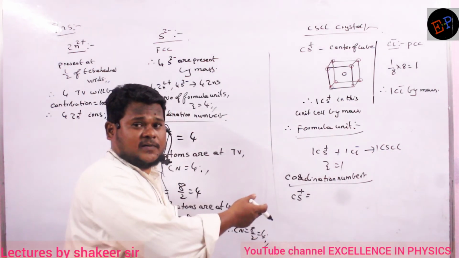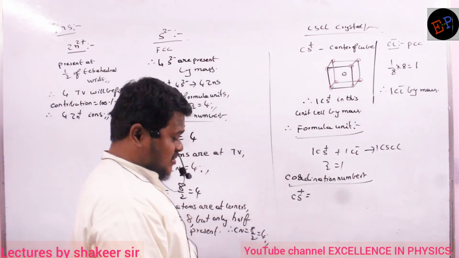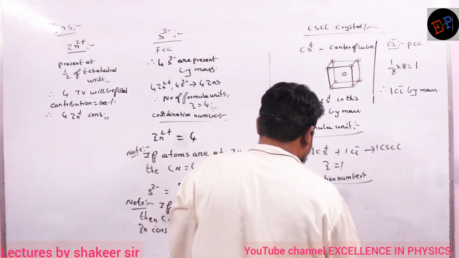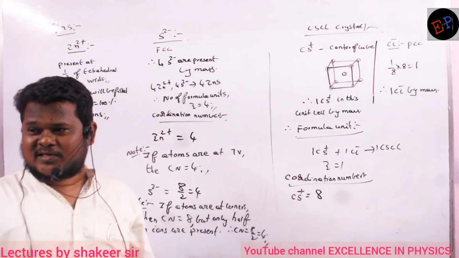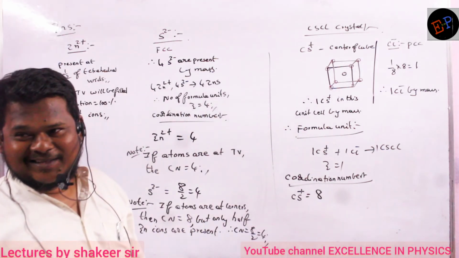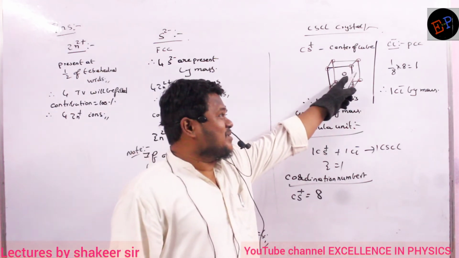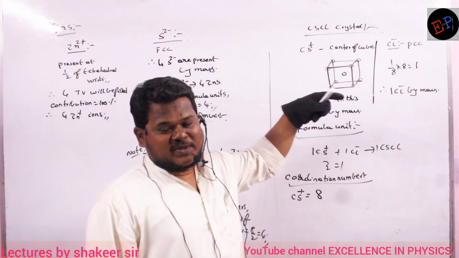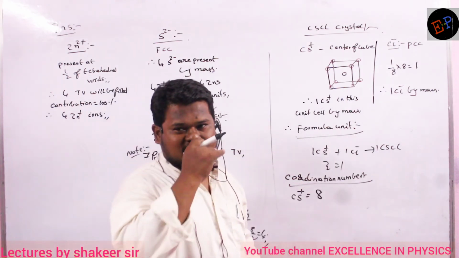You can say just by looking, no? Cs is surrounded by how many Cl? 8 Cl. 8 is the coordination number. Cs is present at the middle, surrounded by 8 Cl, so the coordination number is 8.